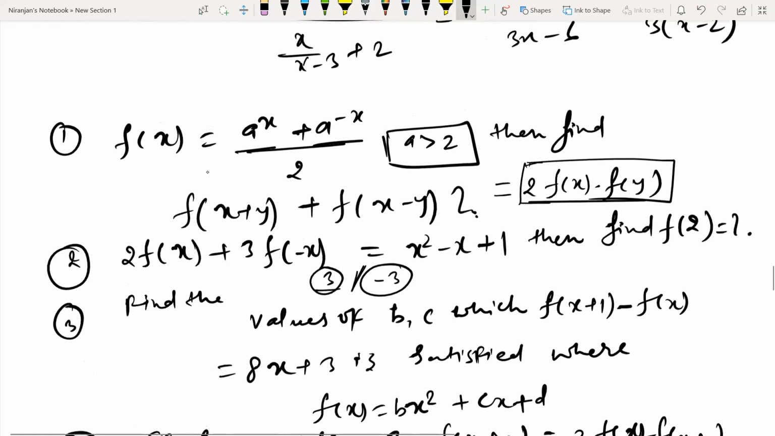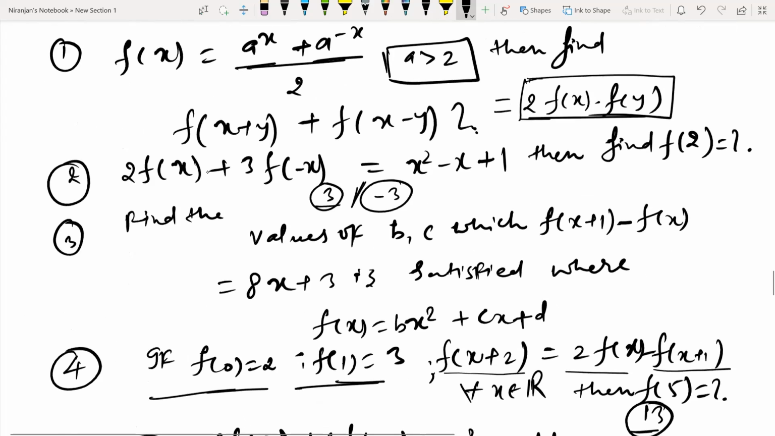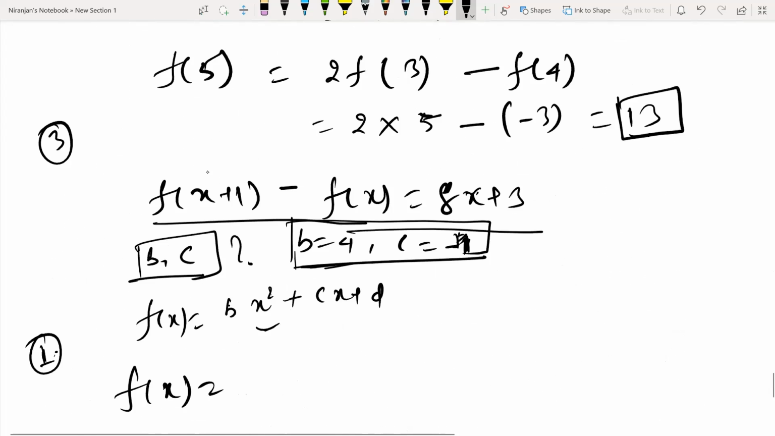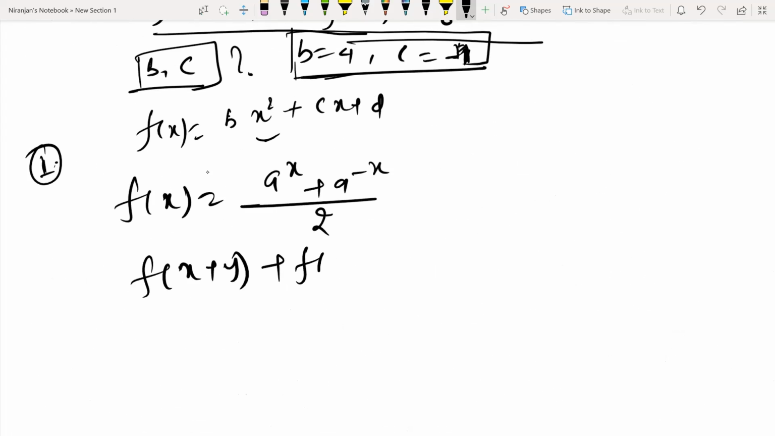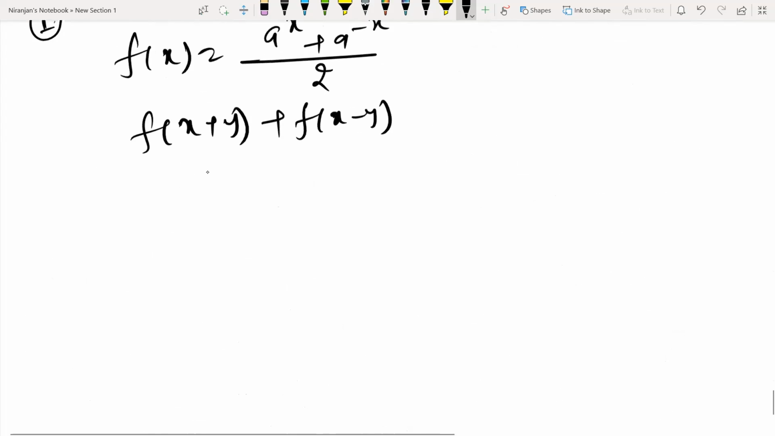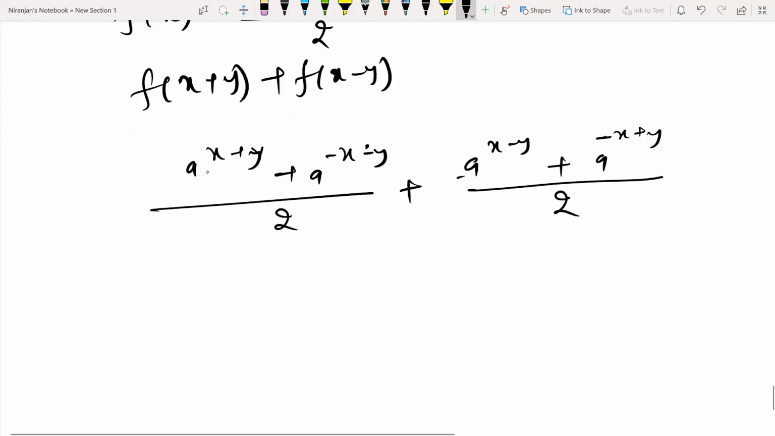F of x is given as a to the power x plus a to the power minus x divided by 2. And I need to find f of x plus y plus f of x minus y. Okay, so what exactly do you do? You replace the expression, and your expression is going to be a to the power minus of x plus y divided by 2. That's what you have.